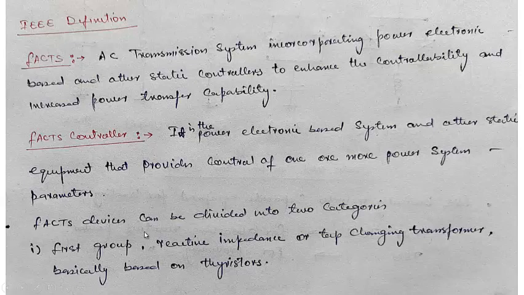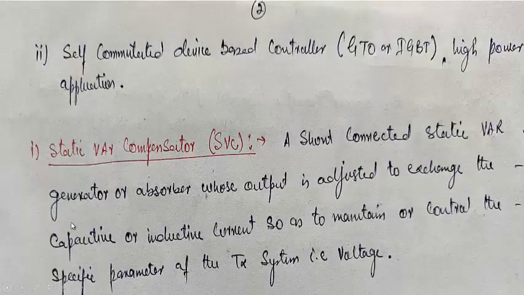Usually FACTS devices are divided into two categories. Actually, they are divided on the basis of the switches used. The first group is the reactive impedance or tap changing transformer. They are basically based on thyristors. So when we change the impedance, whether we have an inductance, a capacitance or a tap changing transformer, in these we use thyristors. We have the other group, that is self-commutated device based control, GTO or IGBT. They are used for high power applications.